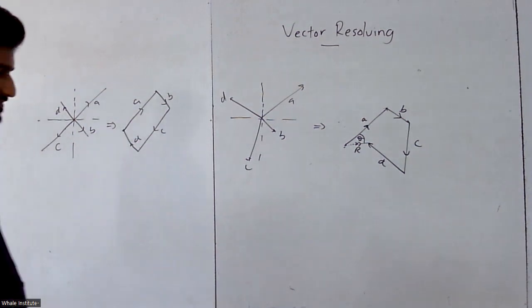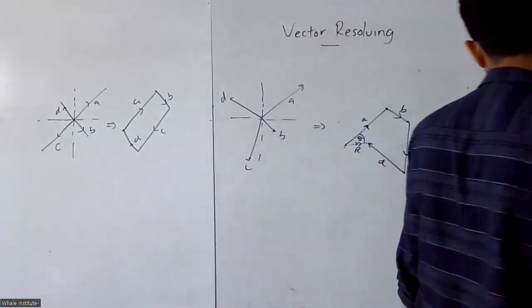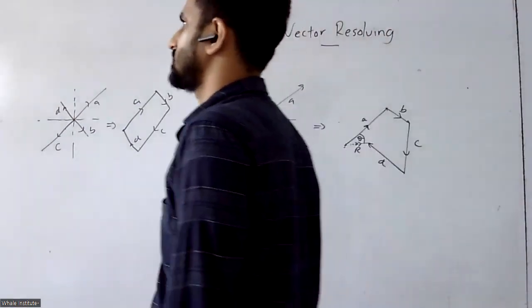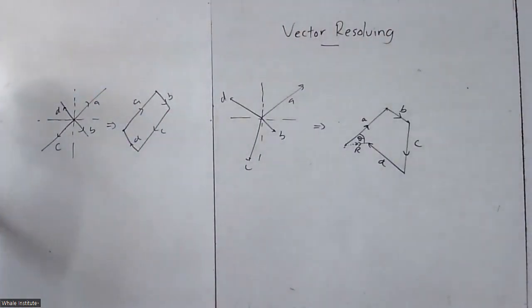If the figure is a closed one, there's no resultant. Then again resultant is 0. There's no resultant for that vector system.